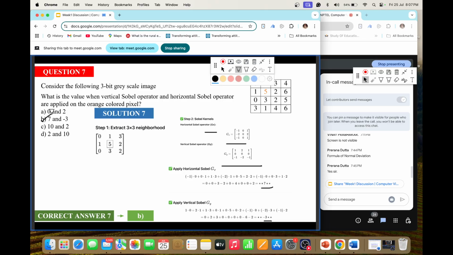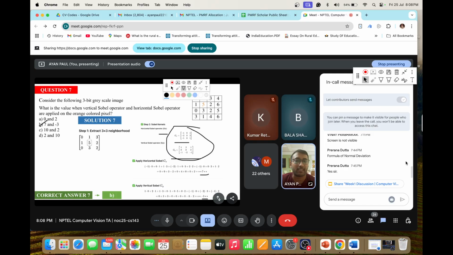For this question we just need to remember the Sobel kernels, vertical as well as horizontal. Once we remember that, it is very easy. We just need to do the convolution or masking operation, so B is our correct answer. Is it clear to all of you? Clear, right?